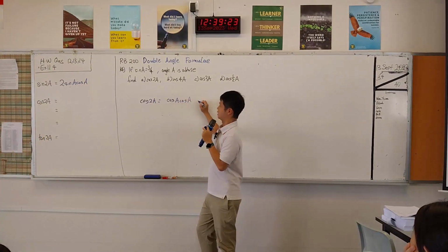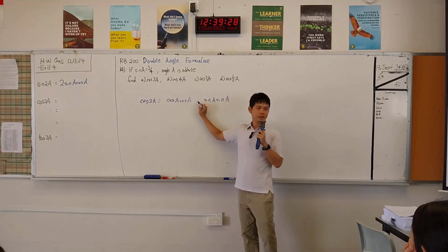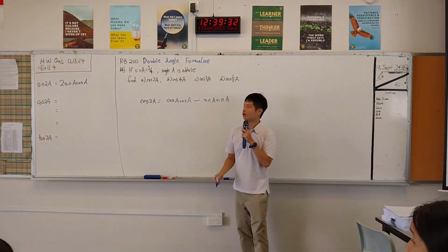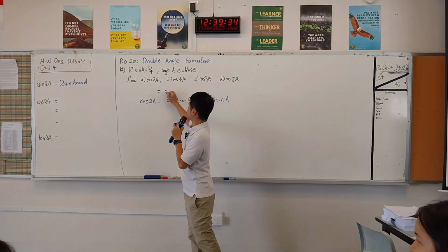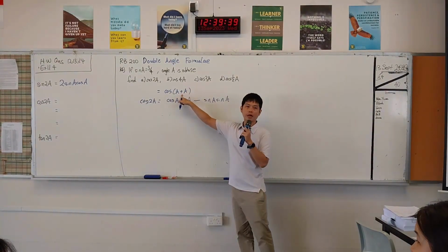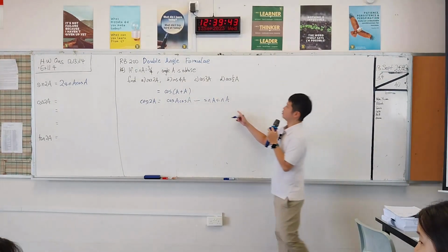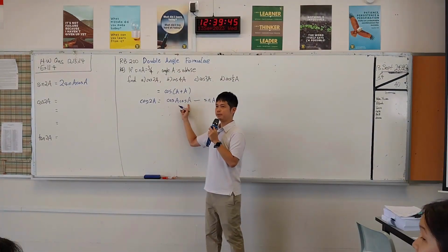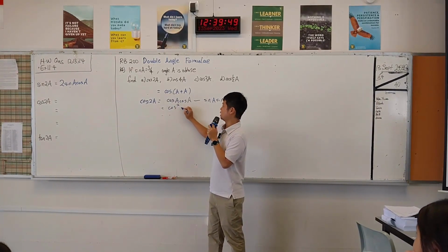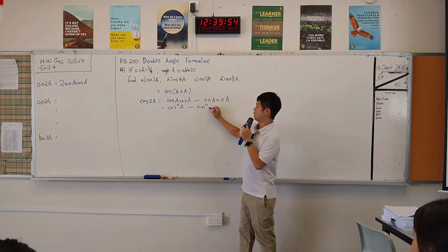Cosine, cosine, sine, sine. Okay, now what is the operation here? Minus. Oh, okay, why? Because we are actually looking for cosine of A plus A, right? So this is a plus, then this must be a minus. Now do you realize that these two are exactly the same? So we can rewrite it as cosine square A minus sine square A.